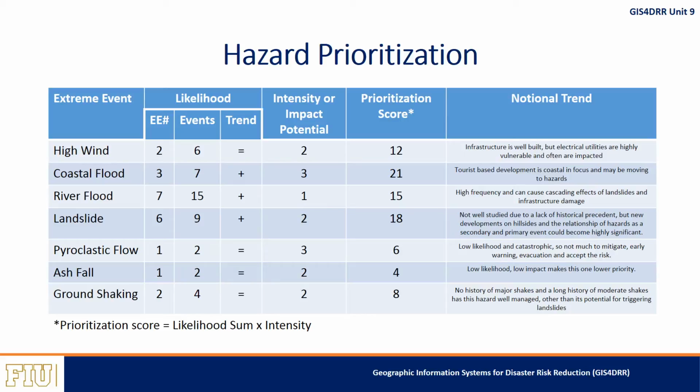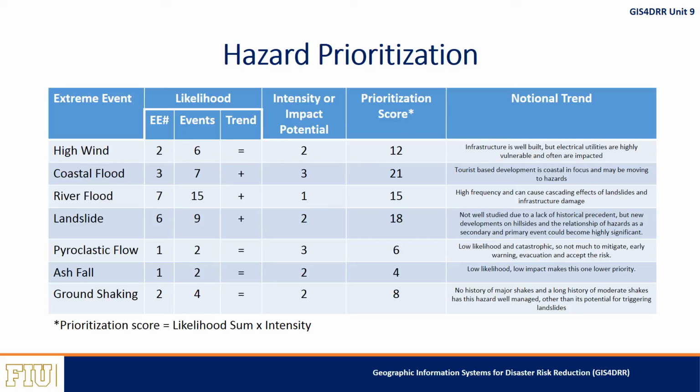Then we're going to look at the trend here, and we've just simply done this with plus, minus, equal. In this case, there's no minus, but the trend we identified was they were positive for coastal flood as people were moving there, river flood as impervious surfaces were increasing, and landslide as people were moving and building homes up the hillside. And we know that volcanic hillsides can be a little less stable than other geologies.